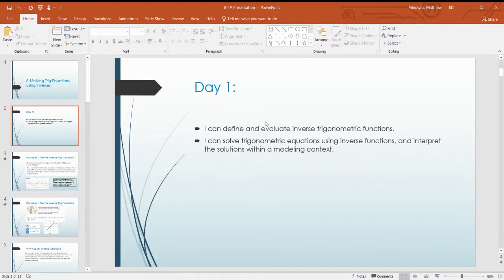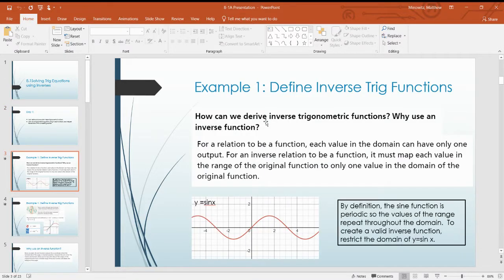So we will start this lesson by defining and evaluating inverse trig functions, what the equation looks like, what the graph looks like, how we have to restrict the domain, and then we're going to work on solving. So we'll start by defining inverse trig. How can we derive the inverse trig function, how to restrict the domain, and why would we use an inverse function? What's the purpose?